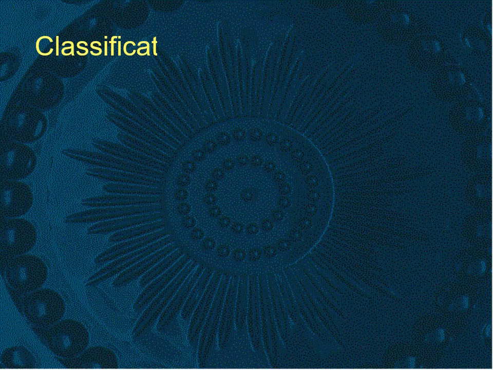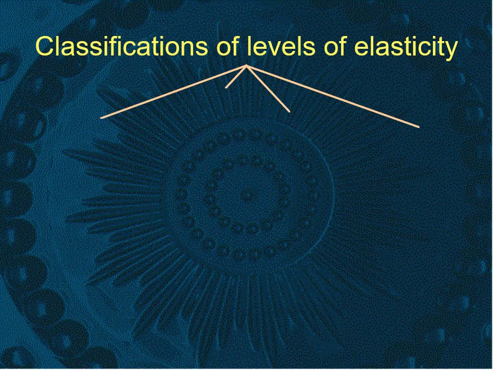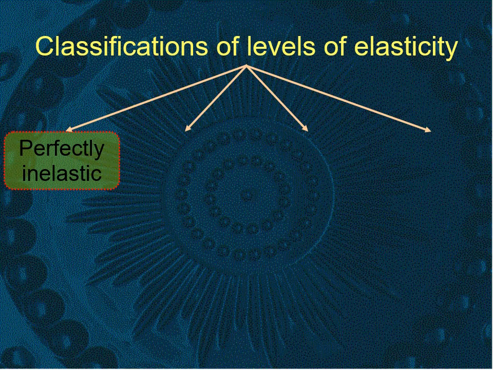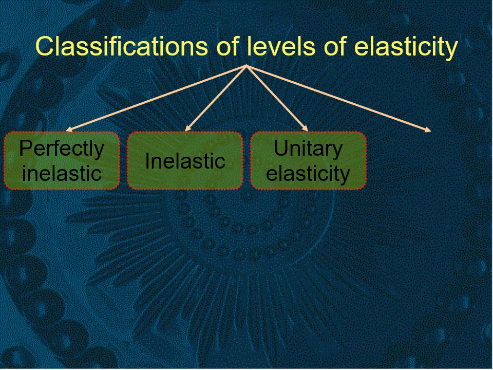Classifications of levels of elasticity. In general, we have 4 major categories or levels of elasticity. First, perfectly inelastic. Second, inelastic. Third, unitary elasticity. Fourth, elastic.